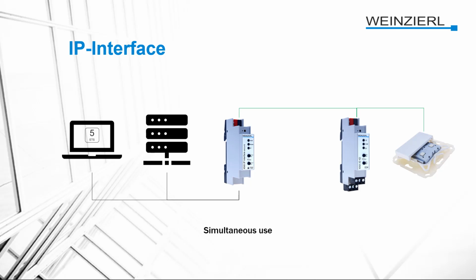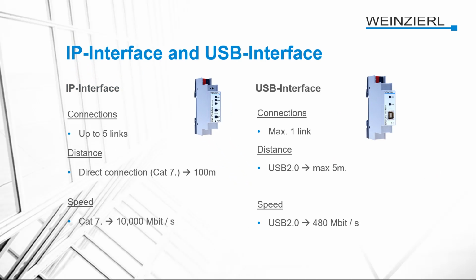But let us compare the IP interface and the USB interface, and let us take a look at the main differences. First of all, the connections. With an IP interface, we can connect multiple devices at the same time, and for the IP interface 732, we can link up to 5 devices at the same time. For a USB interface, we can only connect a maximum of 1 device to the interface. This is the limitation we have.